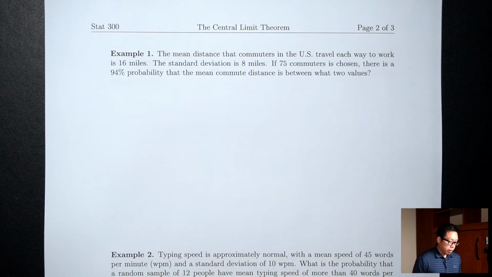Example 1. The mean distance that commuters in the US travel each day to work is 16 miles. The standard deviation is 8 miles. If 75 commuters is chosen, there is a 94% probability that the mean commute distance is between what 2 values?